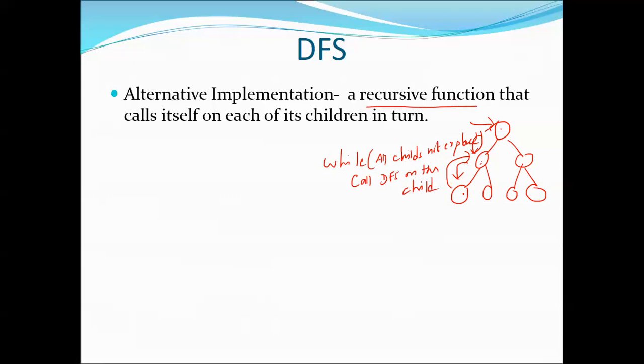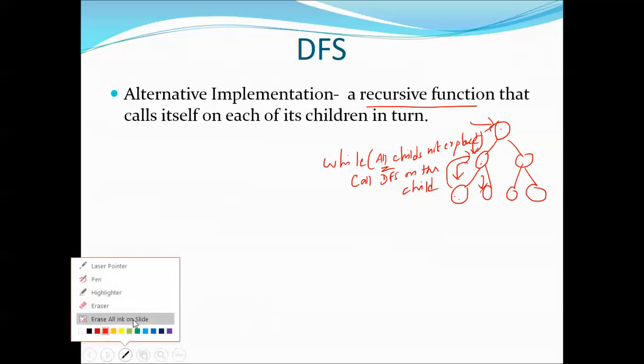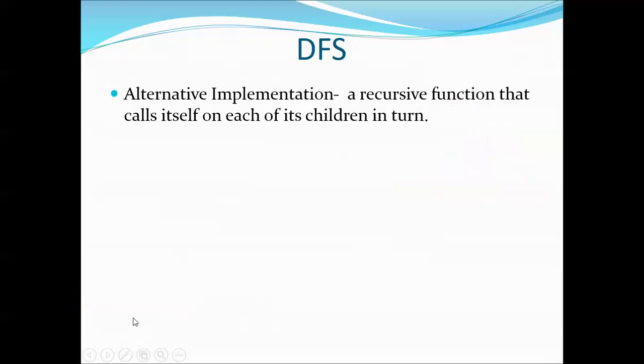So first it has done for this child. So this child again it checks whether this is the goal state. No. Now it does not have any children. So it returns. After returning, this while loop will check whether it has more children or not. Yes, it has some more children. So again it will call on this. So in that way it continues. So the point is the DFS algorithm can also be implemented without using frontier, with the help of a recursive function call that calls itself on each of its children in turn.